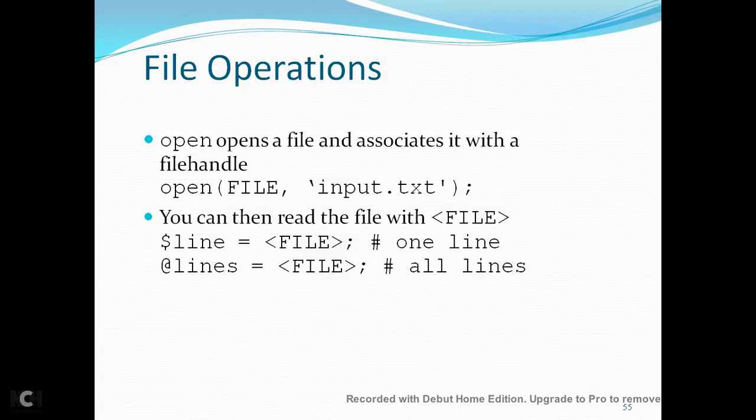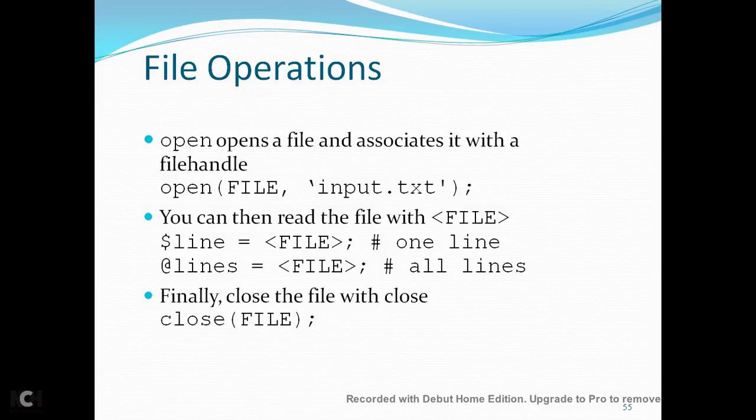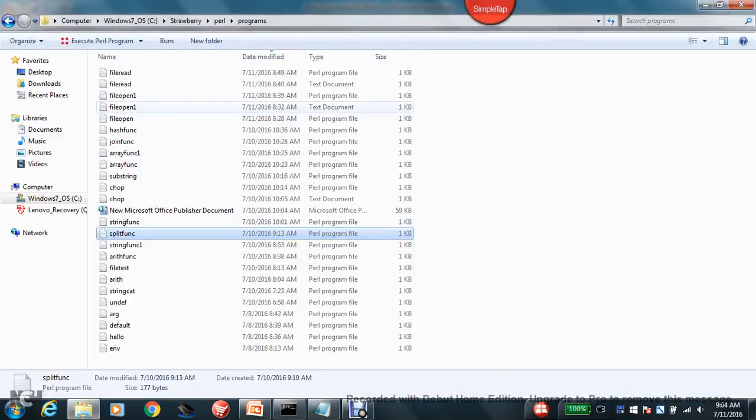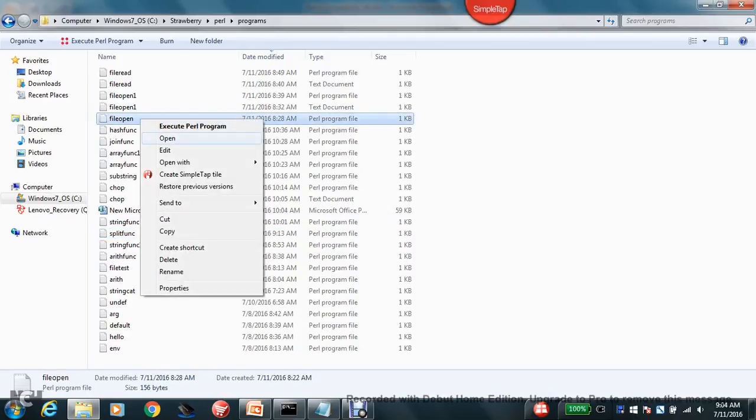We have two things. You can read the file, and when you specify a scalar variable, it captures only the first record. When you specify an array, it captures all the records stored in the file. Then we finally close the file. Let's go ahead and see a practical example of how we open a file and how we read a file. Okay, let me open this file.